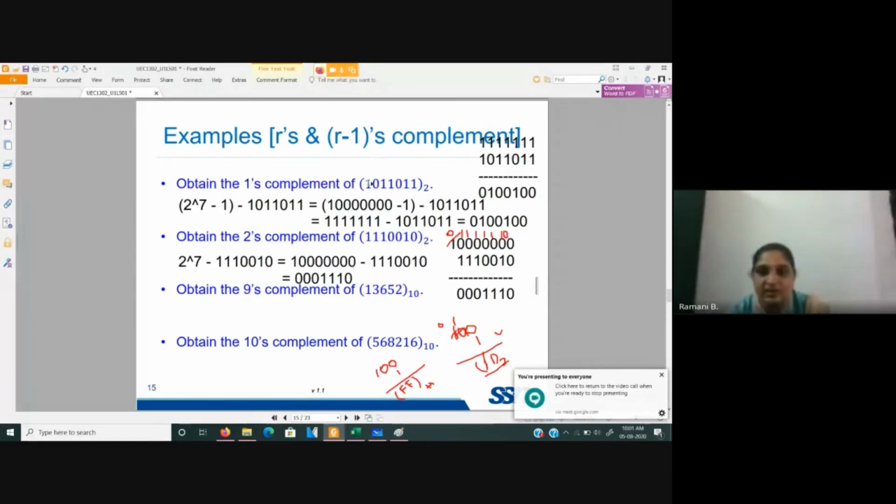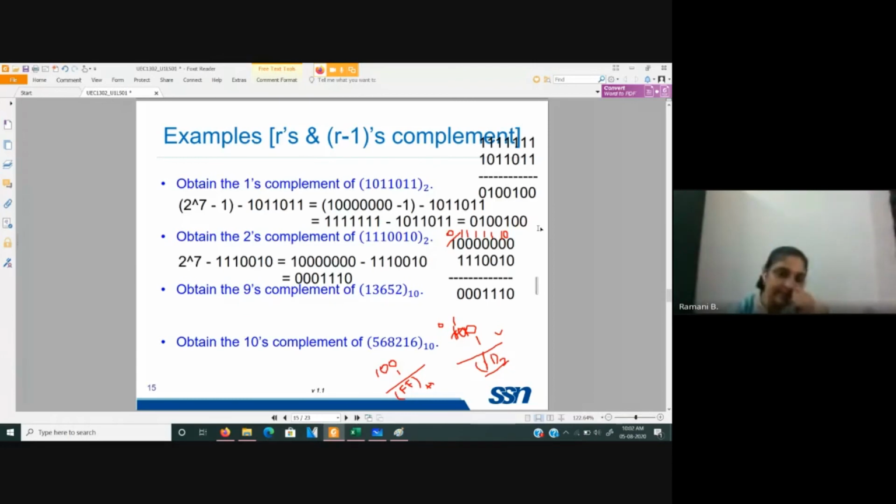Okay? So here with the first position, I have a 1, so my result will have a 0. Next I have a 0, so the result will have a 1. Then I have two 1s, then two zeros. Then the 0 will be a 1, and then the two 1s will become a 0. This is the simplest way to get your 1's complement.